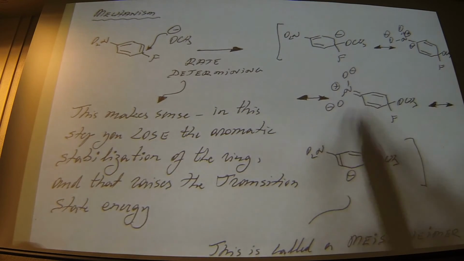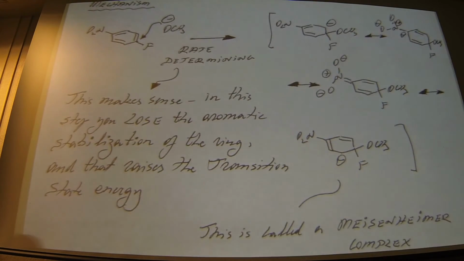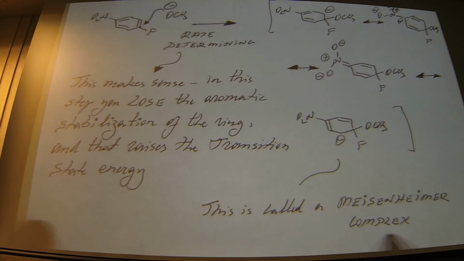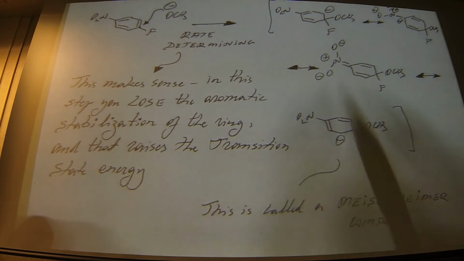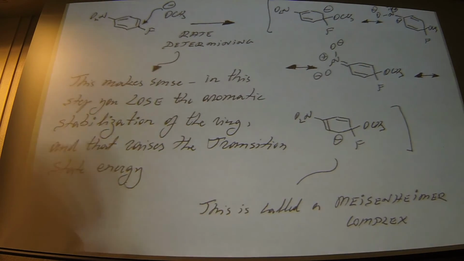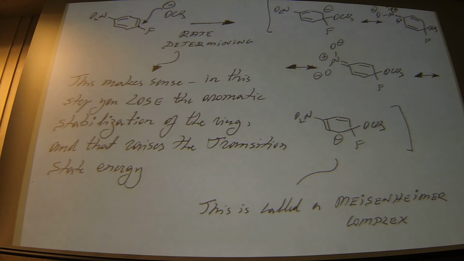And you end up with this intermediate in the first step that's called the Meisenheimer complex. You don't need to remember that name. But this intermediate is resonance stabilized. It's an anion, negatively charged. It's not the same intermediate that we saw for the electrophilic aromatic substitution, which was a cation. This is an anion. However, the resonance structures look very similar, except they've got a negative charge.